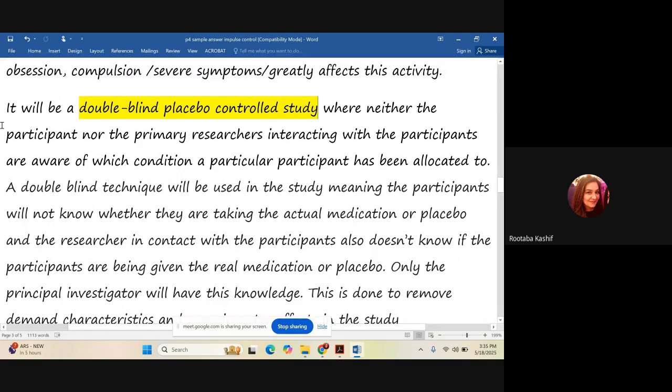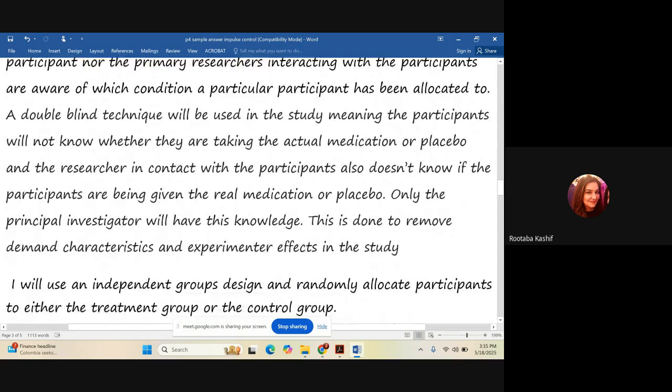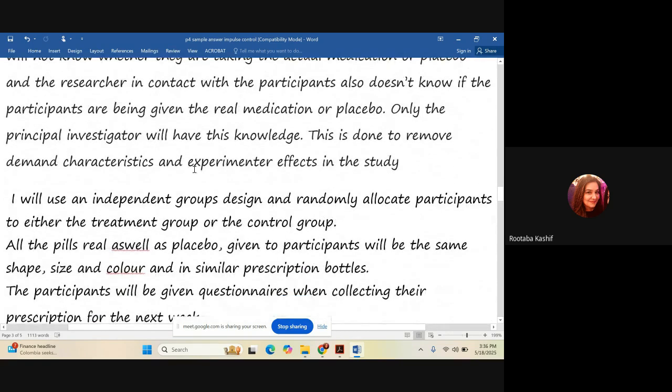Where neither the participant nor the primary researchers interacting with the participants are aware of which condition a particular participant has been allocated to, a double-blind technique will be used in the study. So this is a repetition. I'll just remove this. So only the principal investigator will have this knowledge. This is done to remove demand characteristics and experimenter effects in the study.